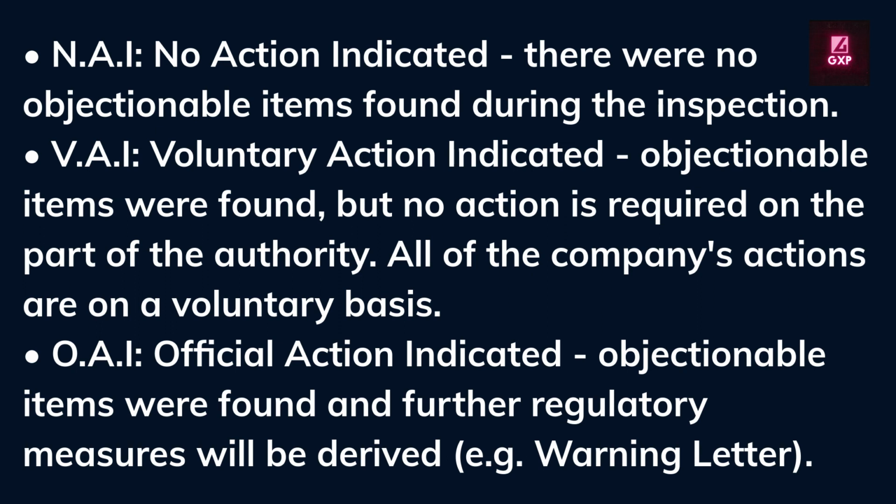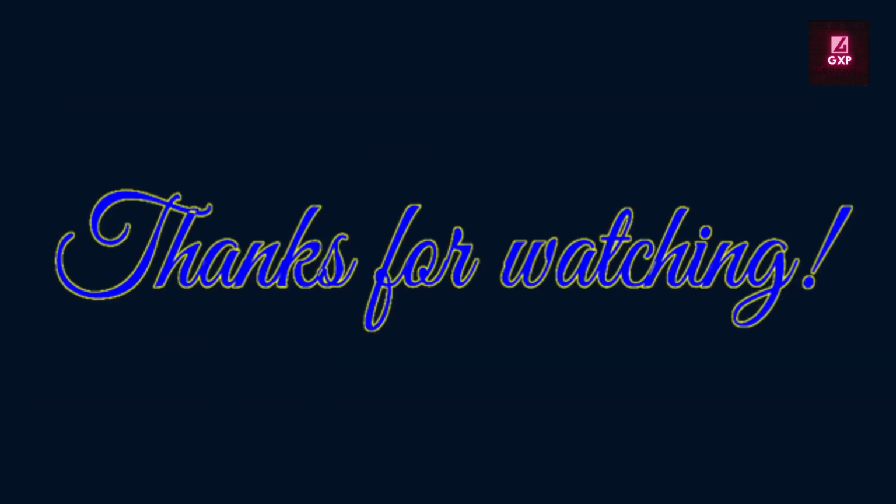VAI, voluntary action indicated, objectionable items were found, but no action is required on the part of the authority. All of the company's actions are on a voluntary basis. OAI, official action indicated, objectionable items were found and further regulatory measures will be derived, for example warning letter. The EIR is forwarded to the inspected company. As part of the so-called Freedom of Information Act, it can also be requested by other companies though. But experience has shown that the disclosure of a foreign EIR may take some time.